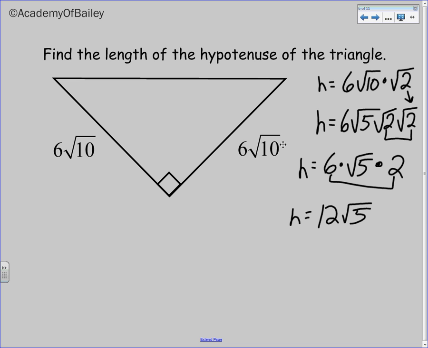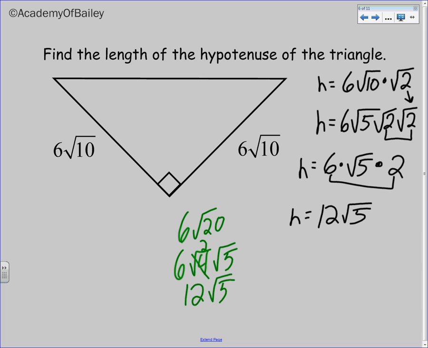You could have multiplied square root of 10 times square root of 2 and got the square root of 20. 6 square root of 20, and then 6 square root of 4 times the square root of 5. 20 breaks down into that. Well, this is just 2. 2 times 6. Either one of those will work.